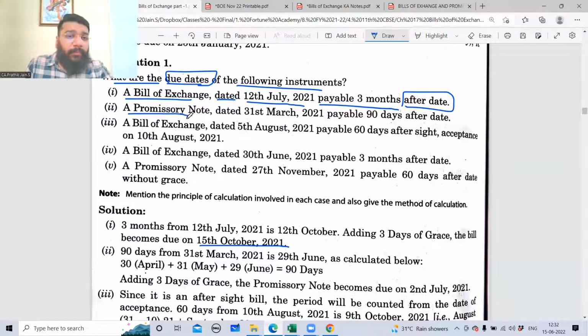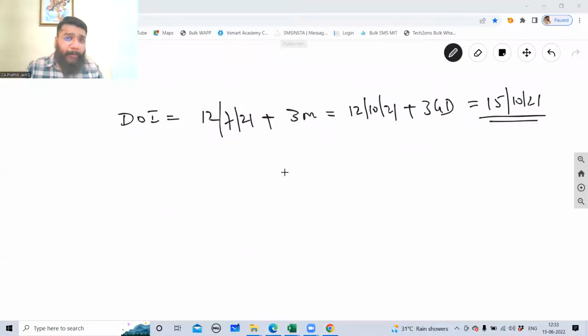A promissory note dated 31st March 21. Guys, from your examination point of view, always remember when you work out any practical question, like the ones we'll be doing in the future, when I do the accounting entries, bills of exchange and promissory note mean the same. Both are same from the examination point of view. Promissory note dated 31st March 21, payable 90 days after date. So can I say after date means this only?